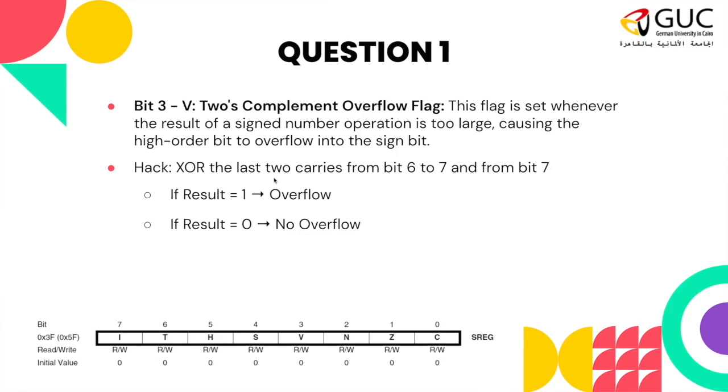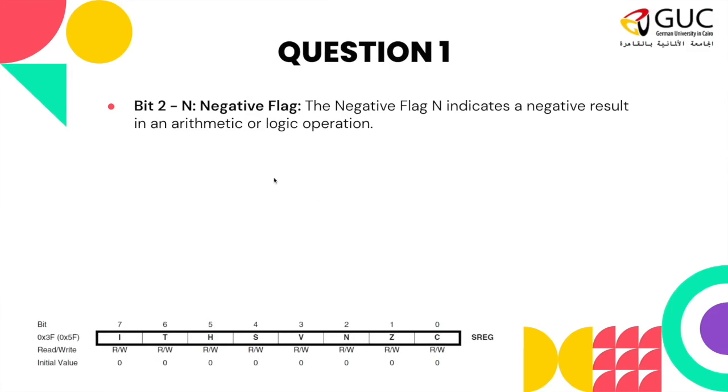Let's move on to bit number 2, which is the negative flag. The negative flag N indicates a negative result in an arithmetic or logic operation. It is very simple. The negative flag takes the most significant bit, bit number 7, from the result and puts it in the N flag. So if bit number 7 is 1, the N flag will be 1, indicating that the result is a negative result.